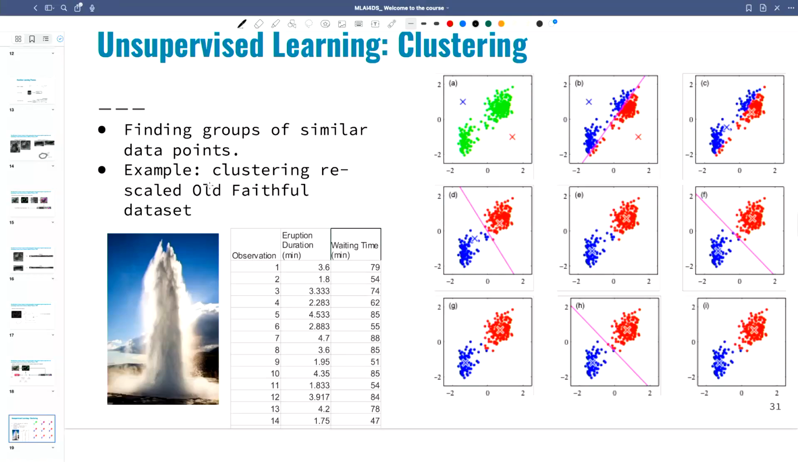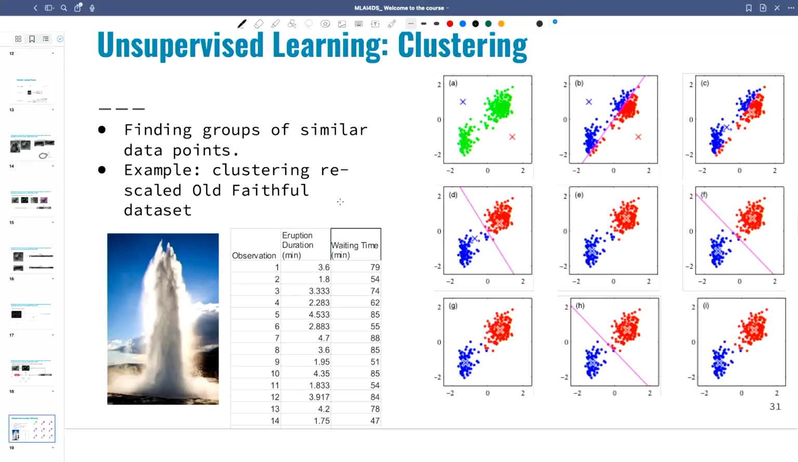So the general idea of clustering is to define groups of similar data points. Okay, so as you could see, in this case, we have a bunch of data points. Each green point here is a data point. And the y-axis and x-axis determine two features. And what are those two features? One is eruption duration, and a second one is waiting time.